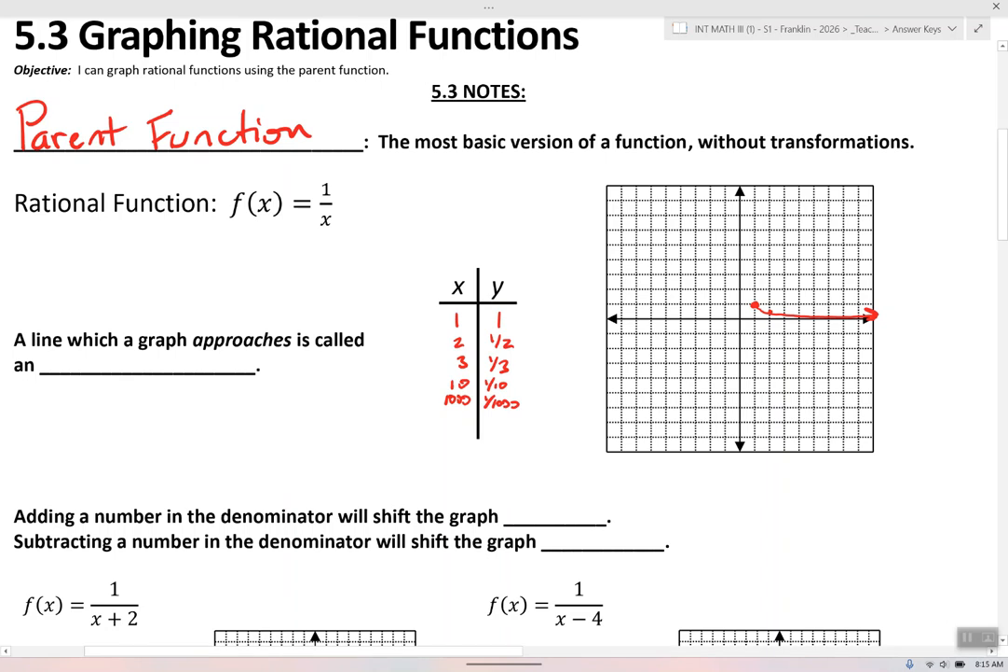Now let's say I put in smaller numbers like 1/2. Well, 1 over 1/2, it's kind of a weird fraction. This is 1 divided by 1/2, which is 1 times 2 over 1, or 2. So it kind of flips it. So 1/2 gives me 2. And likewise, 1/3 gives me 3. 1 over 1,000 would give me 1,000. So again, it's going to approach this line without ever touching it.